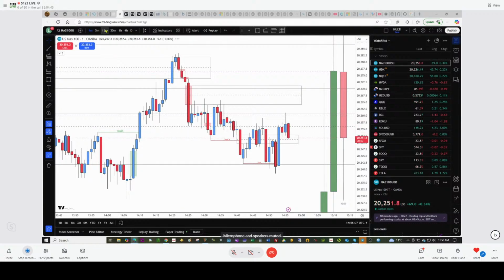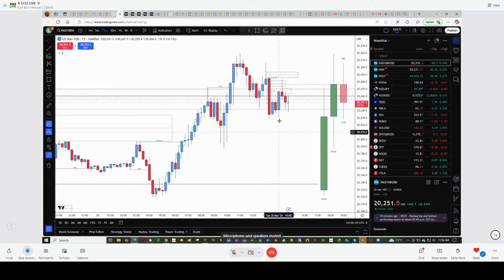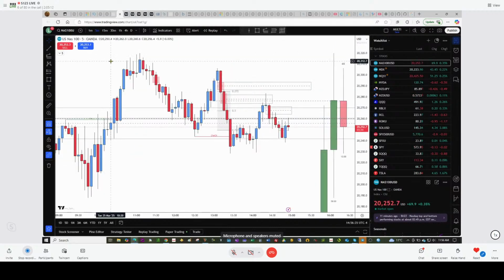See how the 15-minute looks on the NAS. Again, still looking heavy to the downside. So I'm seeing a huge 1, 2, 3, 1, 2, 3, drop, move back up, drop. We should be taking these lows out. We should be coming down. Don't see us going up, but that's certainly possible.